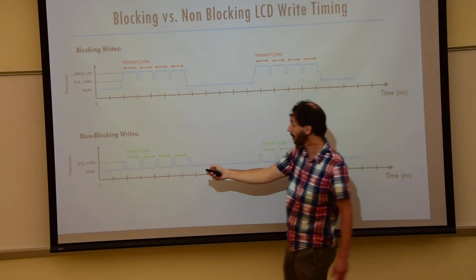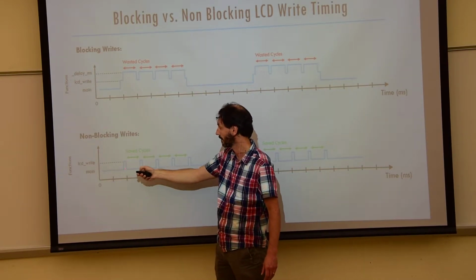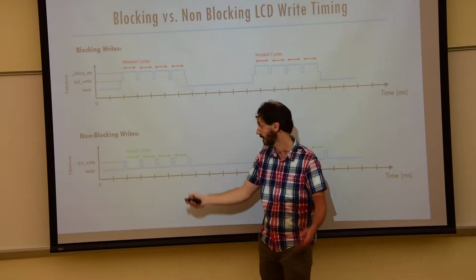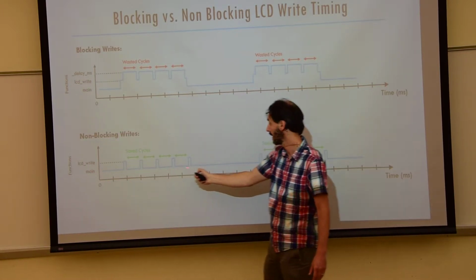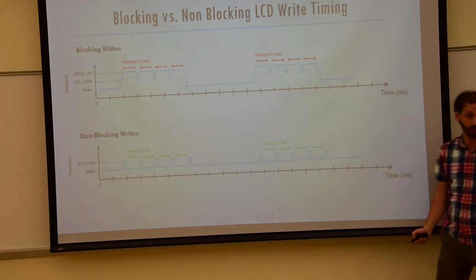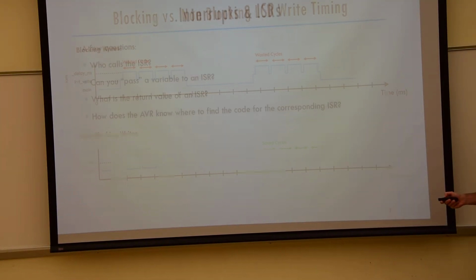So if you have these non-blocking writes, you effectively execute a piece of code, but then you get out of this LCD write functionality, and you have time to do all kinds of other executions in main by calling other procedures, other functions. So that's how you then save the cycles.